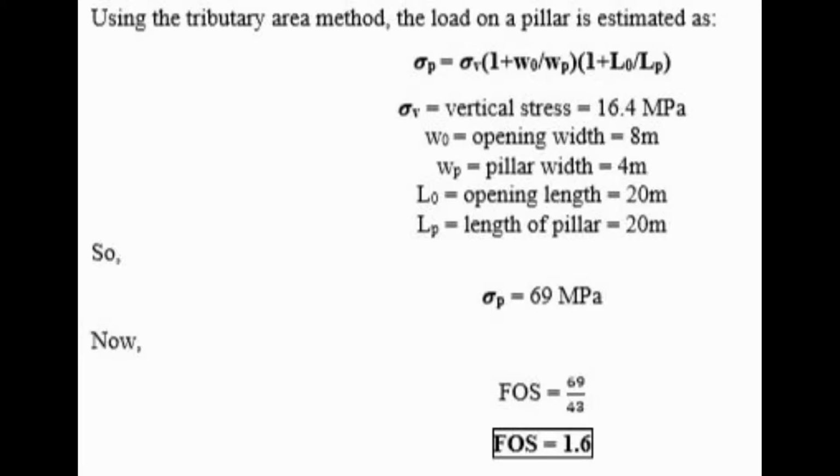Using the tributary area method, we have calculated the load on a pillar, which is equal to 69 megapascal. Now the factor of safety is calculated to be 1.6, which is a good factor of safety, that is, our mine is safe.